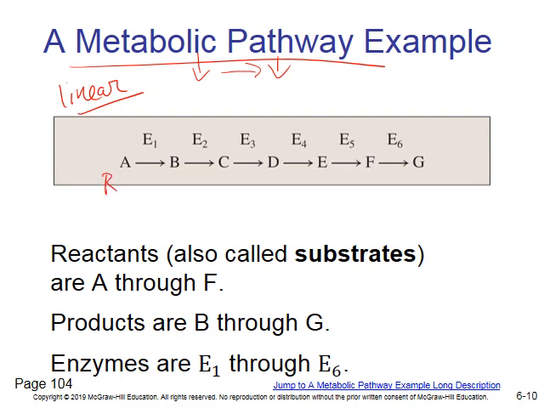So we have A is the reactant. If enzyme 1 is present, then we create B, which is the product. But then if enzyme 2 is present, B is now the reactant. It drives the reaction, and we end up with C as our product.